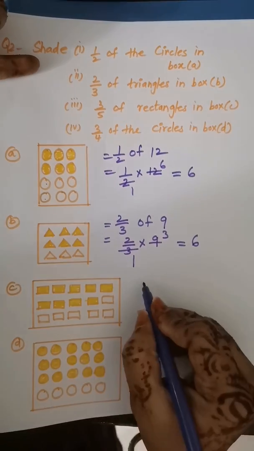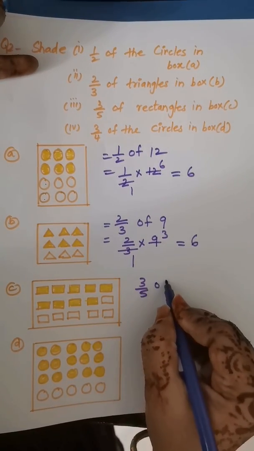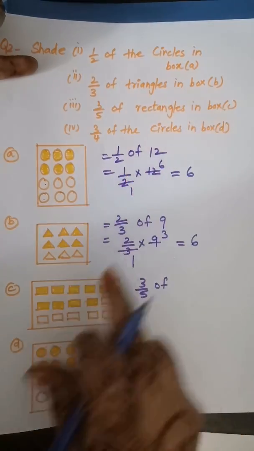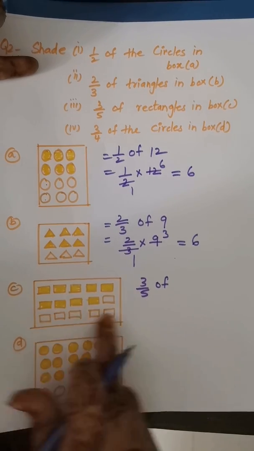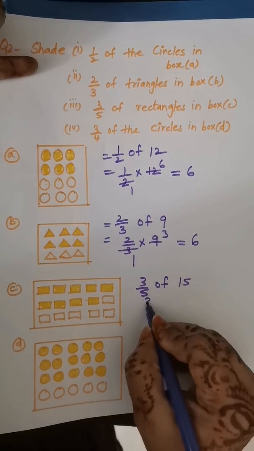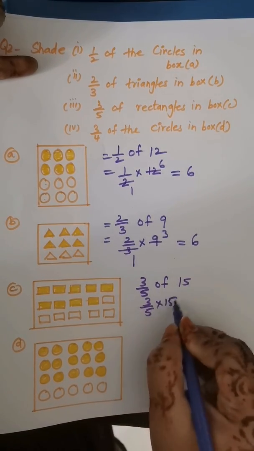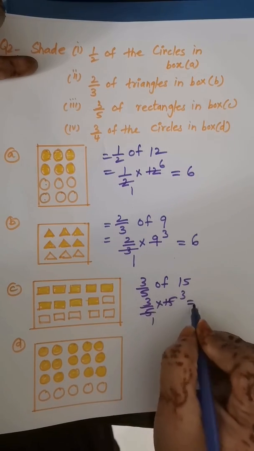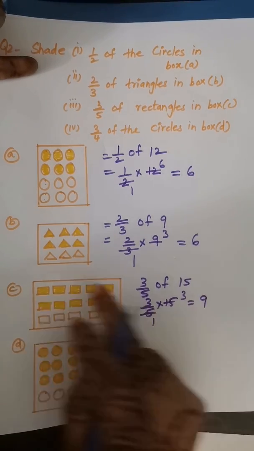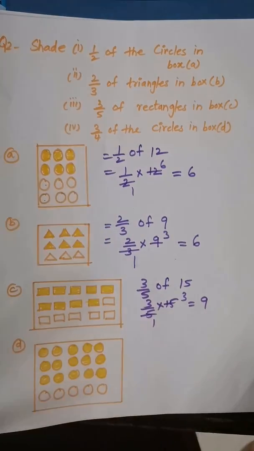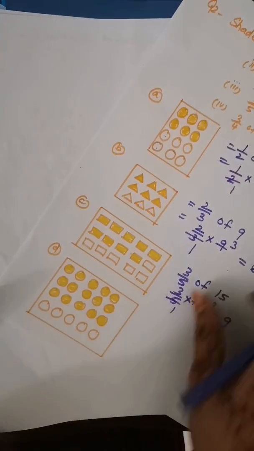Okay. Third one, 3 by 5 of rectangles in the box. How many are there? 5, 5, 5. 15. So 3 by 5 into 15. 5 ones are 5, 5 threes are 15. So 3 threes are 9 rectangles you have to shade. Okay. Next.